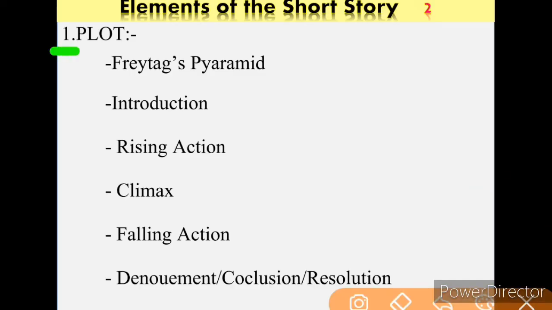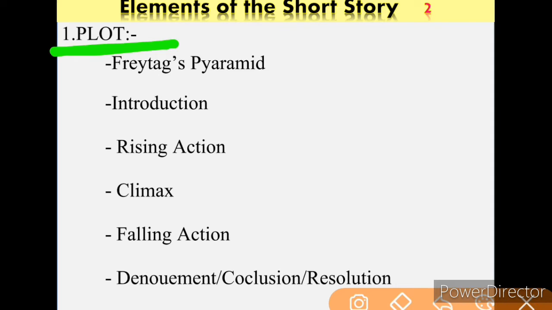So here the first element is plot. According to Aristotle, it is the significant element of a novel. All the elements of the short story are applicable to the novel also in a major proportion. Now, the plot is the arrangement of the events in the story.